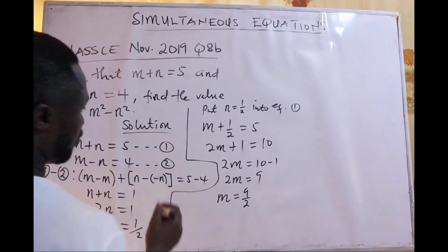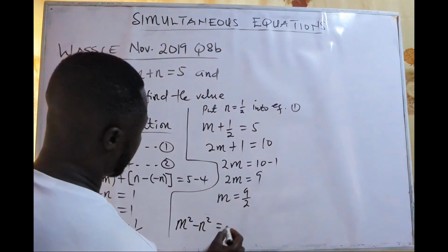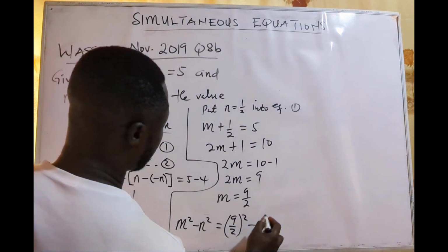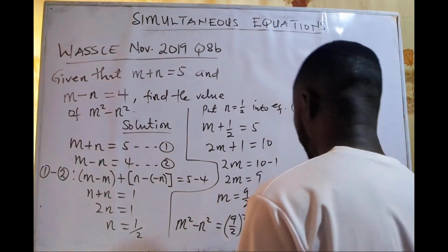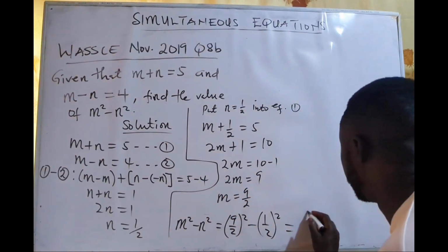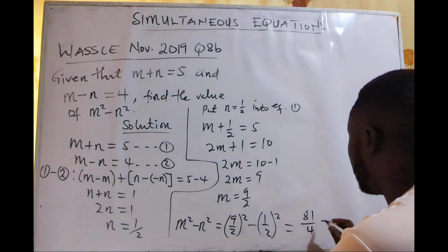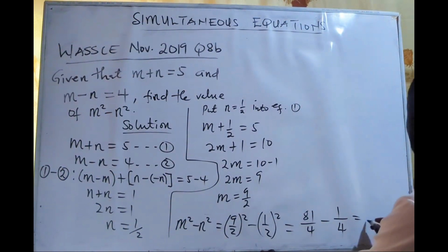So if I'm asked to find m squared minus n squared, then what will be my m squared? 9 on 2 squared minus 1 on 2 also squared. Alright, what is 9 squared? 81. What is 2 squared? 4. Minus 1 squared is 1, and this one also 4. So we have a common denominator of 4.